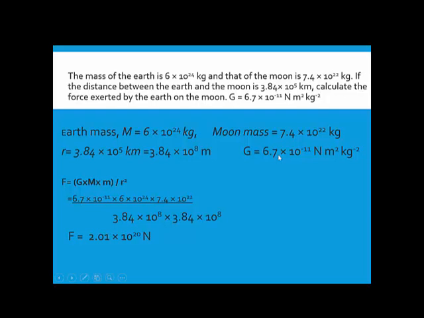You are supposed to find the force exerted between the earth and the moon. So what is the formula for the force between the two objects? G M m upon r square. If you substitute all these values, what you will be left with is 2.01 × 10^20 newtons. So that is the force.